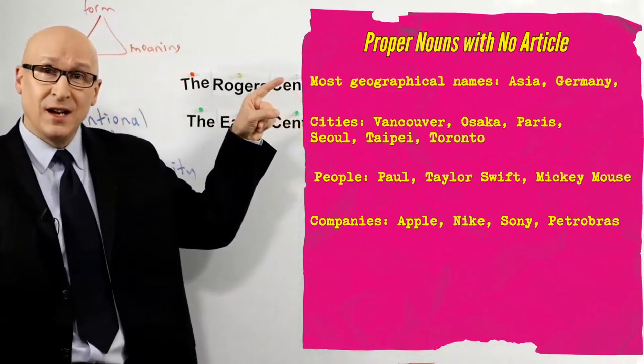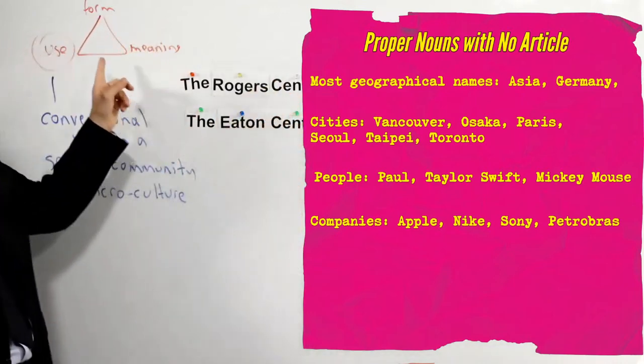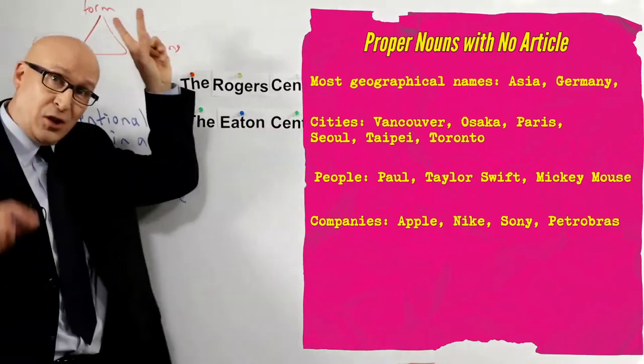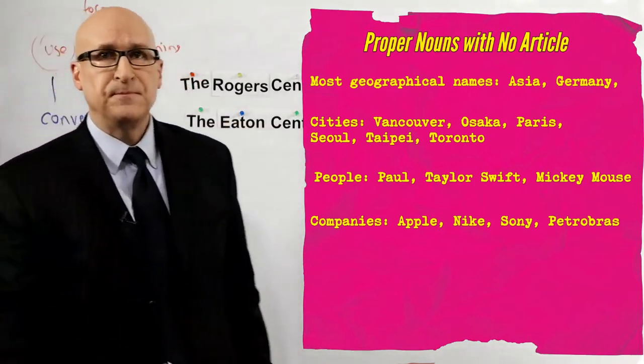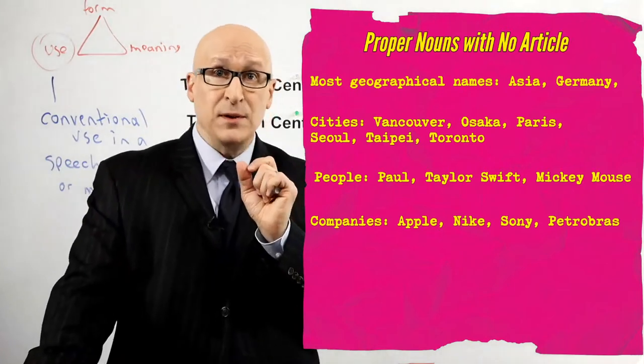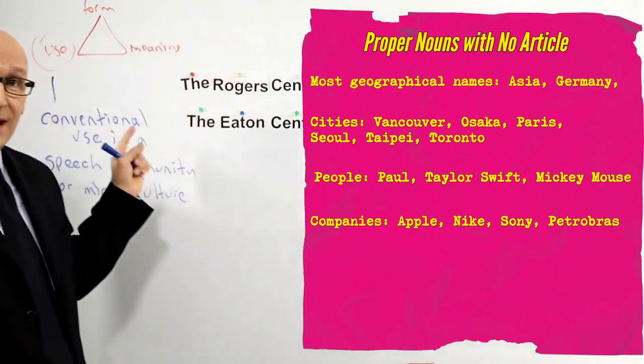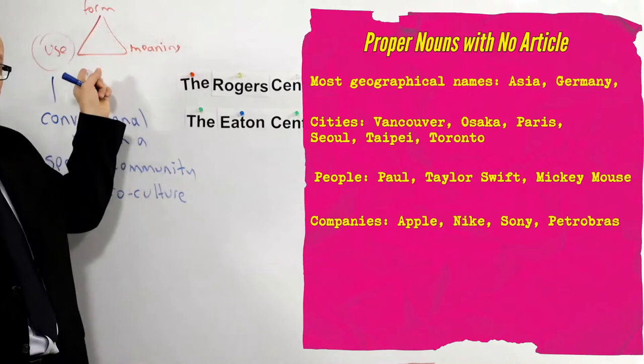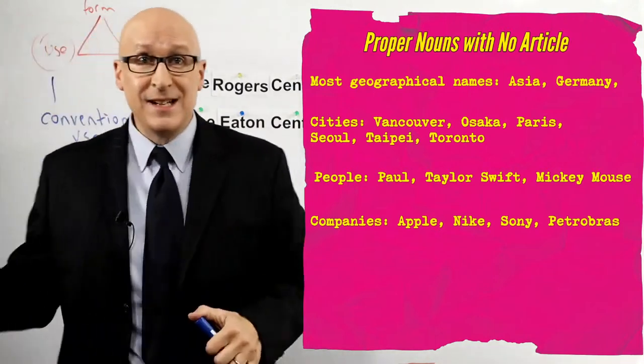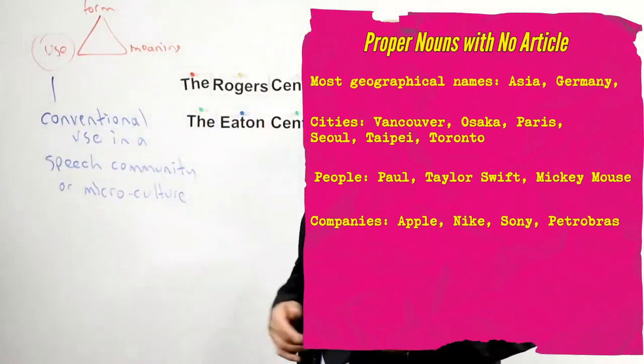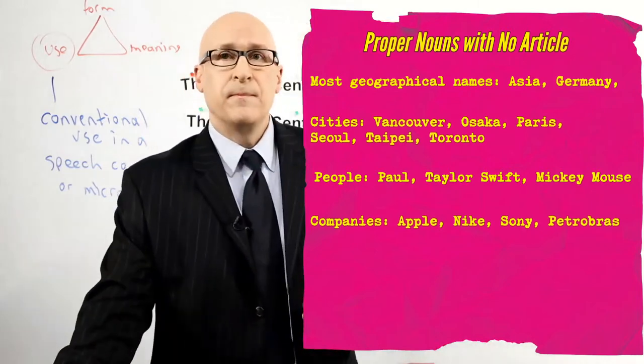Now this is the form. This is the usual correct grammatical form. Now we have to think about the exceptions, the broken rules that we see in conventional use inside a microcommunity. Okay?